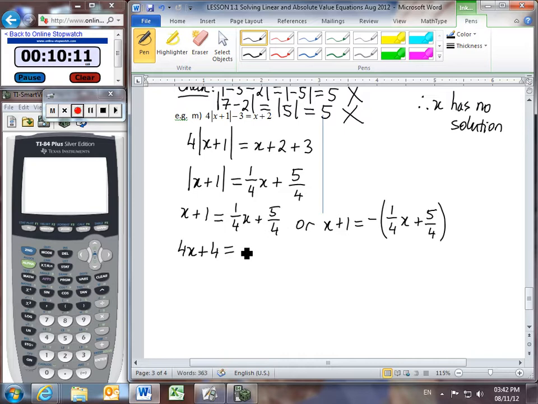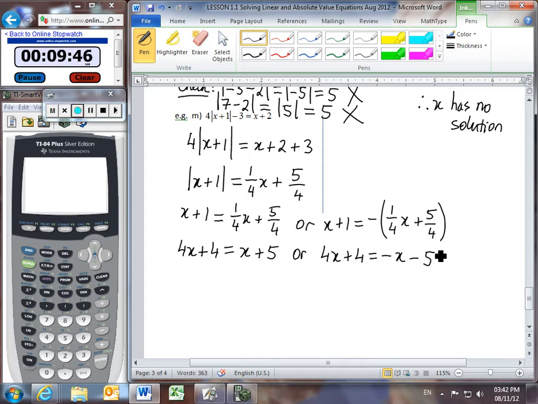I like getting rid of fractions early in my process so that I don't end up doing something silly. 4x plus 4, and on this side, if I multiply a quarter x by 4, it becomes a 1x, and this negative is distributing to it, so negative 1x. 5 over 4 times 4, that's going to be 5, and the negative is in front of it. Don't forget to distribute the negative sign.